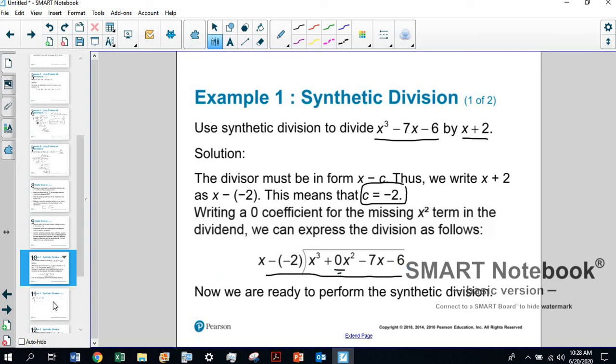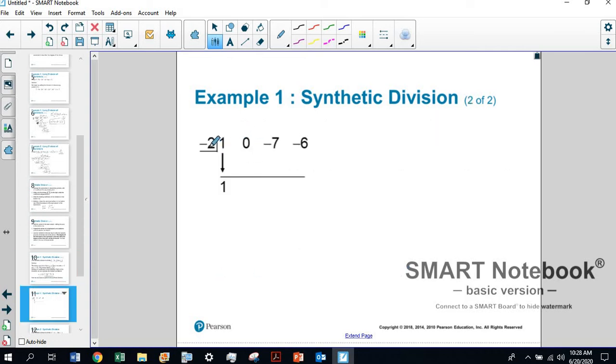And so the synthetic division setup says we put the negative 2 out front, and then we put the 1 for the x cubed, 0x squared, negative 7 x's, and negative 6 the constant. Okay, so here's the process. You start with the first term and you just bring it down, period. You don't do anything. Now take negative 2 times 1 and move it right here, negative 2.